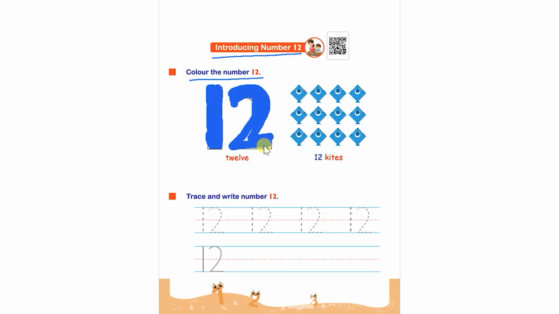After that, let them read the number 12 that is given over here, and then let them count the number of kites given over here. So there are 12 kites. After that, they have to trace and write the number 12. So first they have to do the tracing practice in the first row, and similarly they have to complete it for all the numbers over here, and then they have to do the writing practice in the next row and complete doing this row.